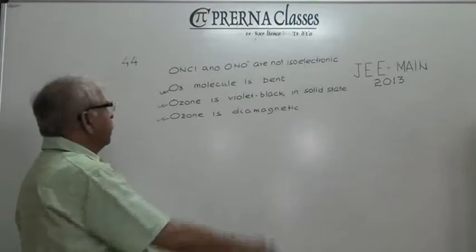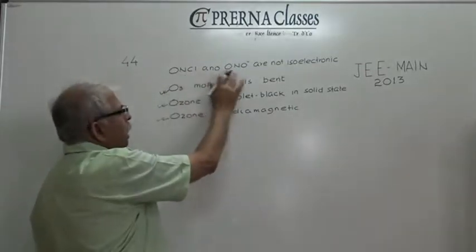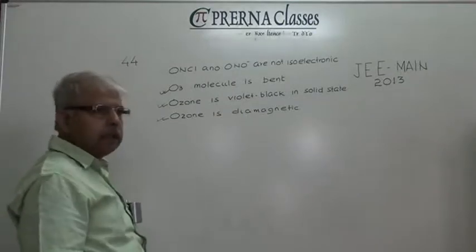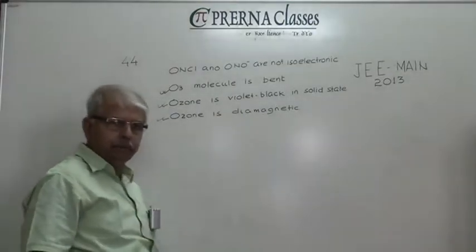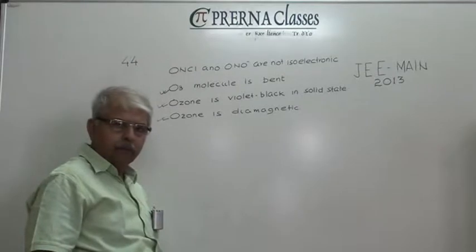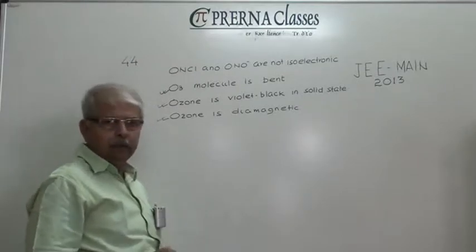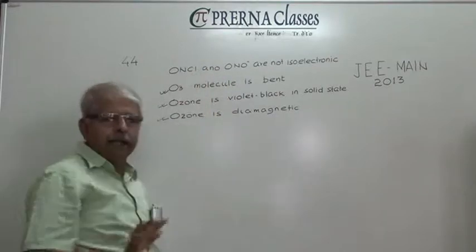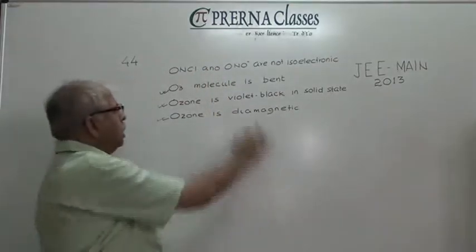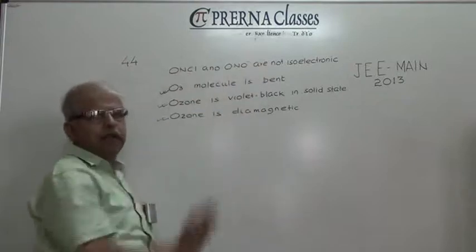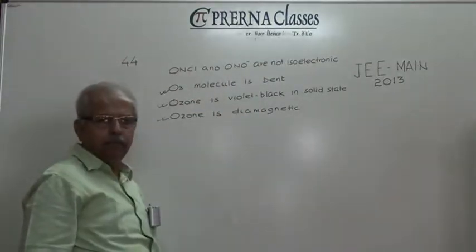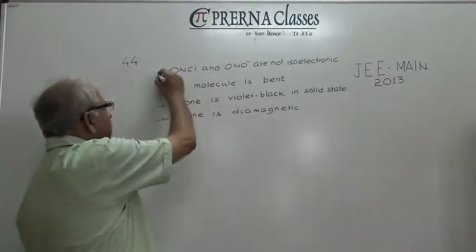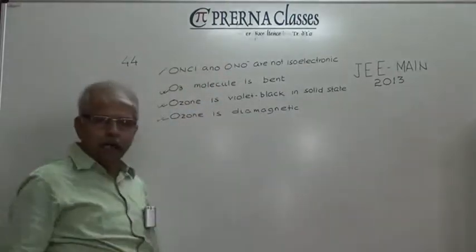Then NOCl and ONO- are not isoelectronic. Now this is the statement where you have one thing on the basis of which you can say this is not exactly a correct statement, because these two are valence isoelectronic. So number 1 is the correct answer.